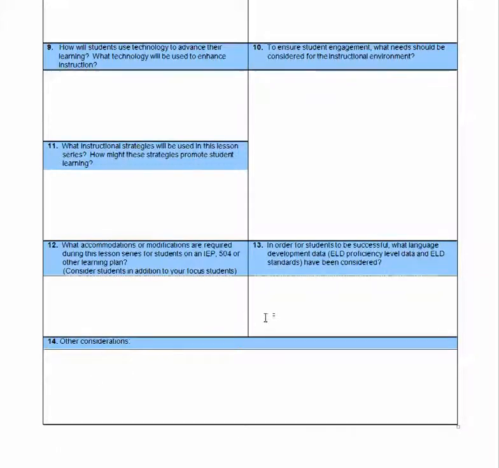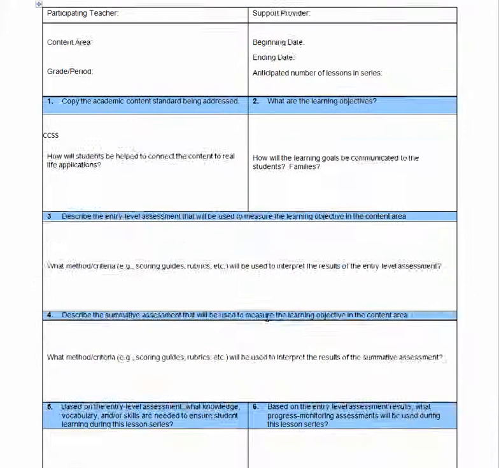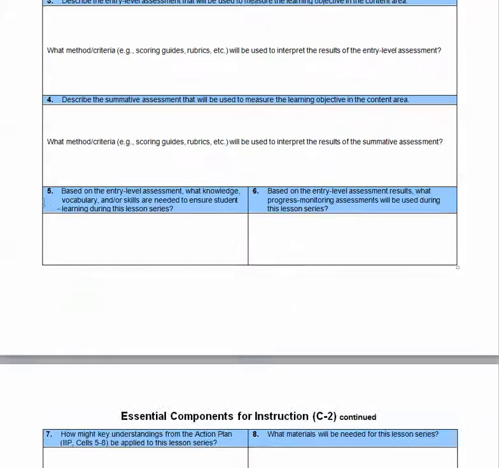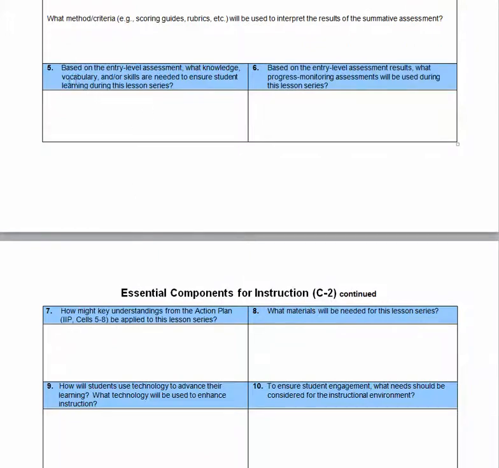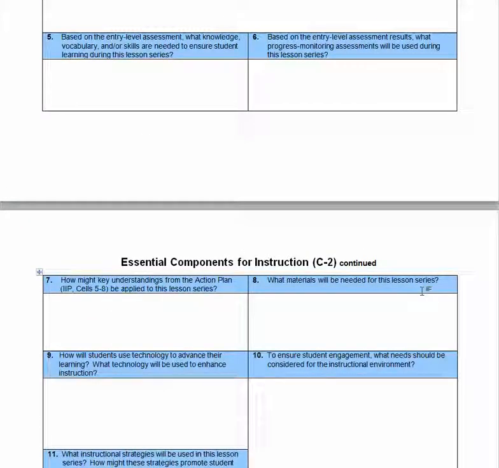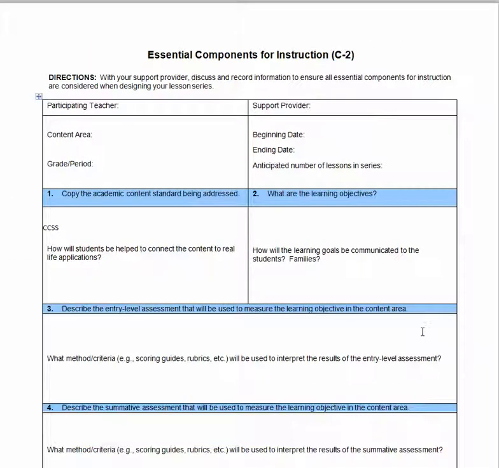So this is C2. It's really an outline of your unit, thinking through what your objectives are. First of all, what your content standards are, including the Common Core State Standards that would align with the topics that you're doing. What are your learning objectives? How are you going to communicate those? What entry-level assessment are you going to give? What summative assessment are you thinking about giving? And then how you're going to support your students. So all the way from 5 on, it's really looking at how am I going to support my students in being successful. If you have any questions on C2, you can always talk with your support provider.